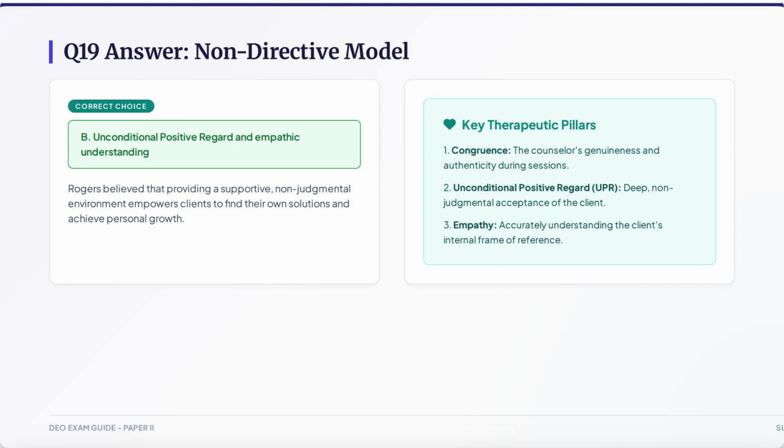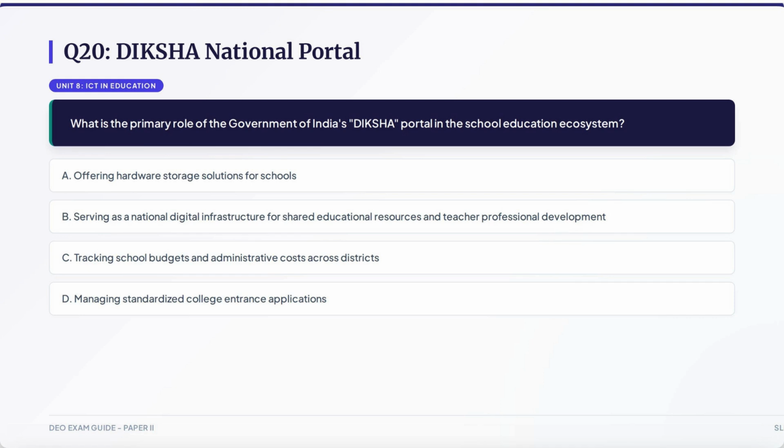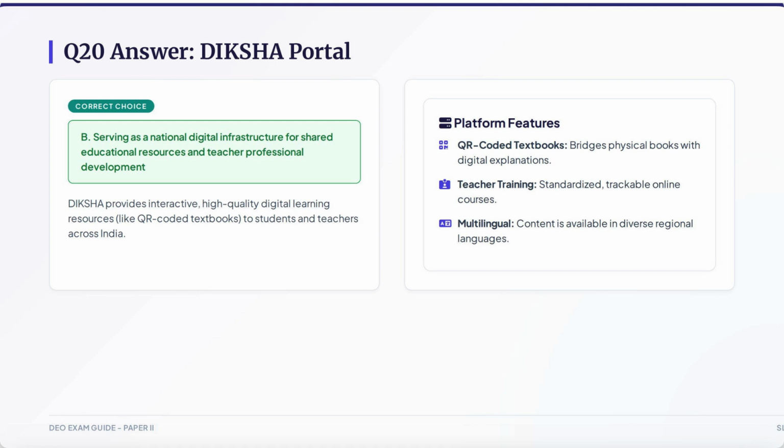Question number 20. What is the primary role of the Government of India's DIKSHA portal in the school education ecosystem? Correct option is B, serving as a national digital infrastructure for shared educational resources and teacher professional development. DIKSHA provides high-quality digital learning tools, such as QR-coded textbooks that bridge physical books with interactive digital explanations. It also provides standardized online courses to support professional training for teachers across India.